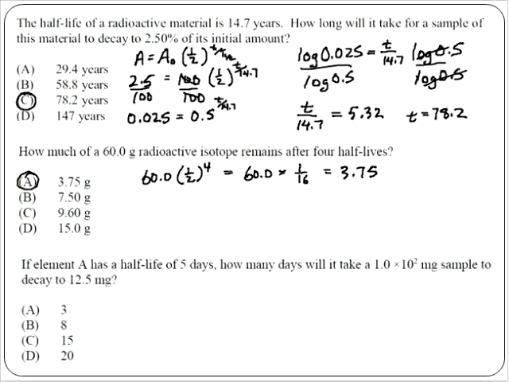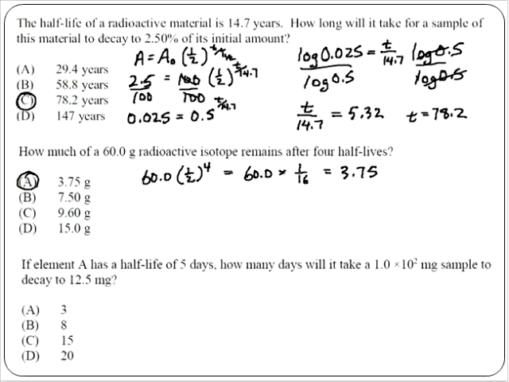Now another way to do that, after 4 half-lives, just divide by 2 4 times. So 60 divided by 2 is 30, 30 divided by 2 is 15, 15 divided by 2 is 7.5, and then finally 7.5 divided by 2 for the 4th time is 3.75. That's another way to do it. That's pretty simple too.